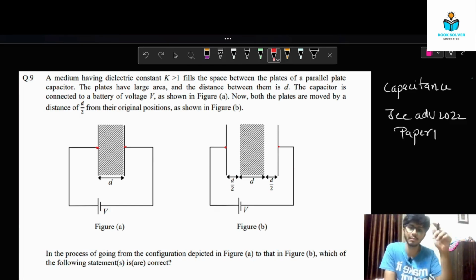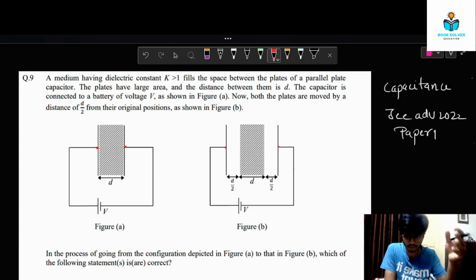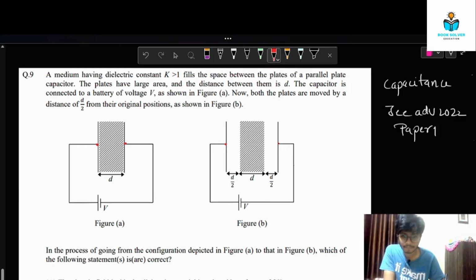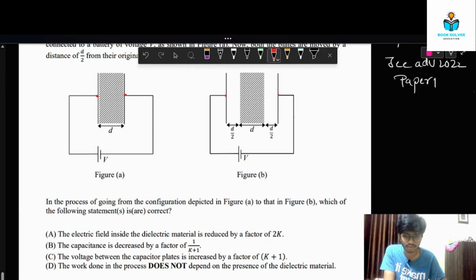of a parallel plate capacitor. The plates have large area and the distance between them is d. The capacitor is connected to a battery of voltage V as shown in figure A. Now both the plates are moved by a distance d by 2 from the original position as shown in the figure. In the process of going from the configuration depicted in figure A to figure B, which of the following statements are correct? Okay. So we need to check the electric field.